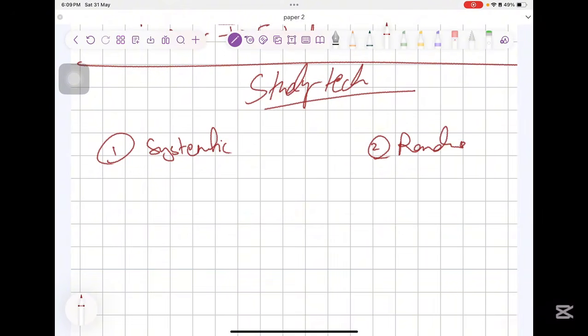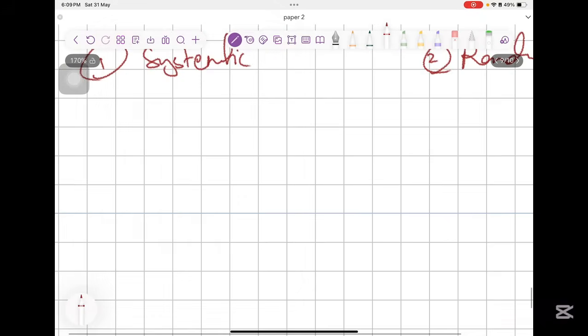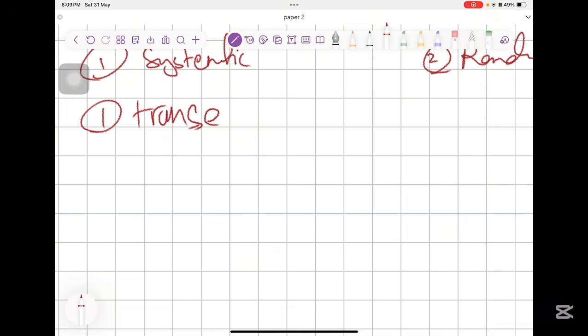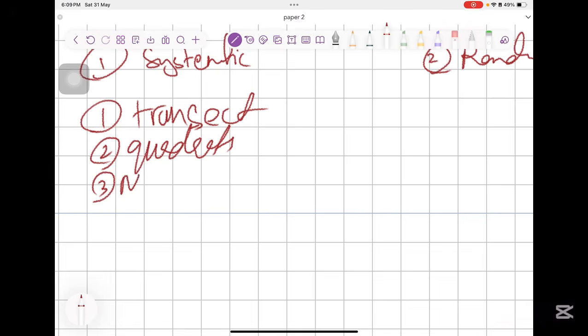Systematic, you go by a system. Anyways, you're using transect, you're using quadrats, you're using a measuring tape, okay? And these are the main 3 things you're going to use.